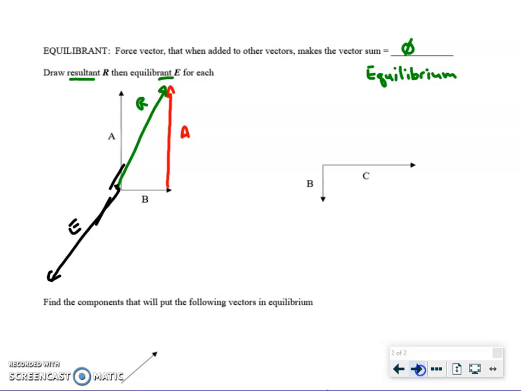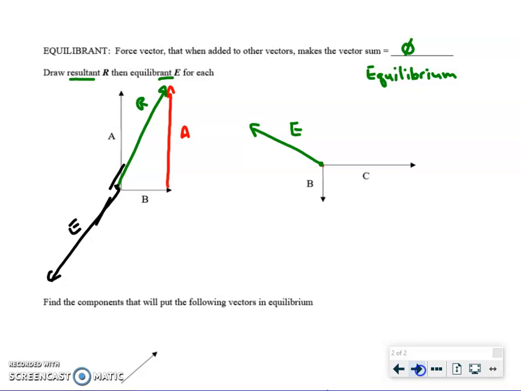So for B and C, I'm going to move C to down here. There's C. So my resultant is going to be from the beginning of B to the end of C. That's R. So my equilibrant is going to be equal and opposite. There is E. Now I want to show you something about this. I'm going to erase the R in this one right here. So what we're showing is those 3 vectors are adding up to 0.